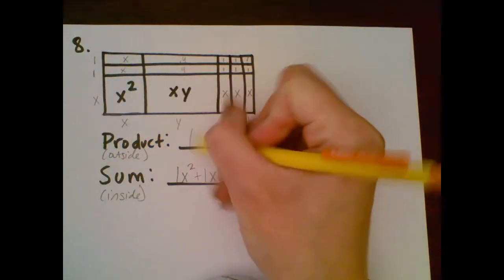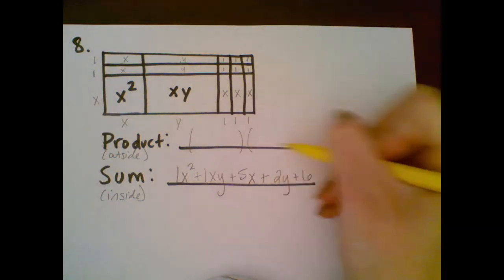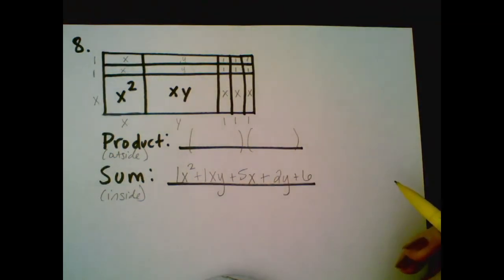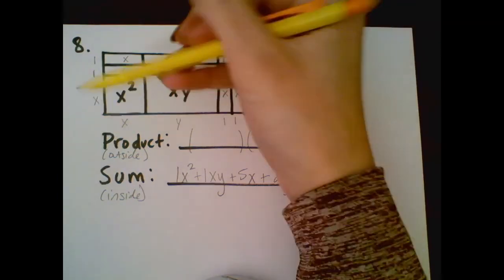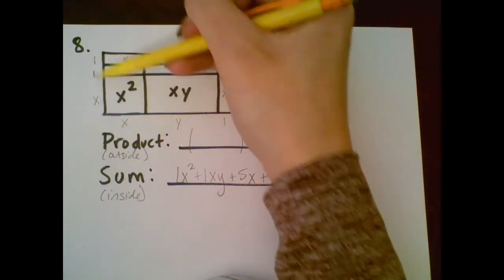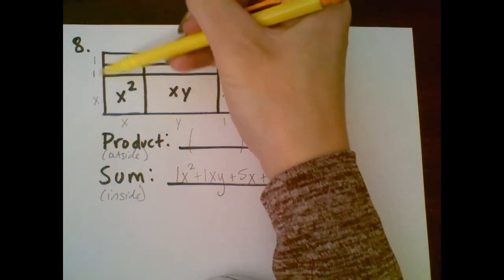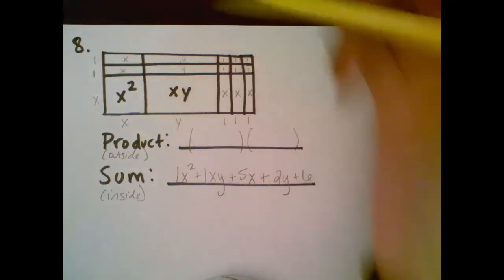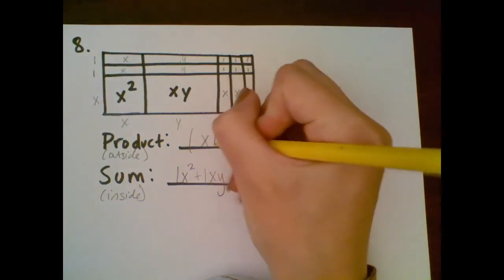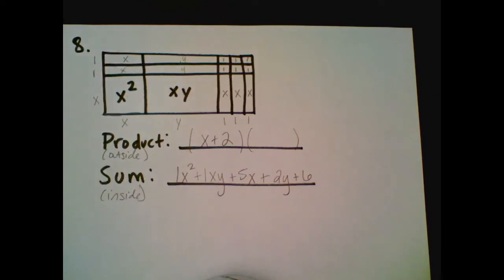So for product, we're going to put the length in one set of parentheses and the width in the other parentheses. So let's start with the short side here. I have x, and I have 1 and 1. I can combine these to make that 2, so I have x plus 2. It doesn't matter which one you put in the first pair of parentheses.